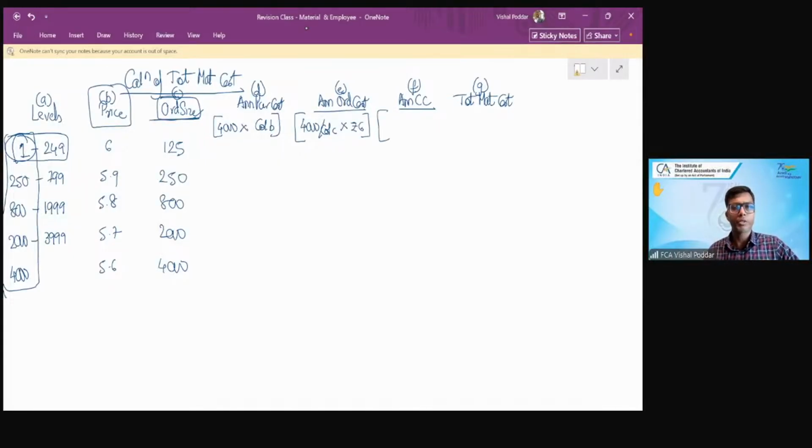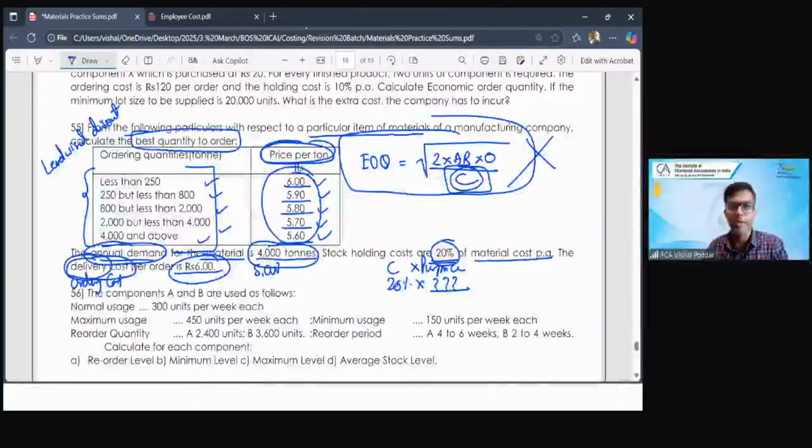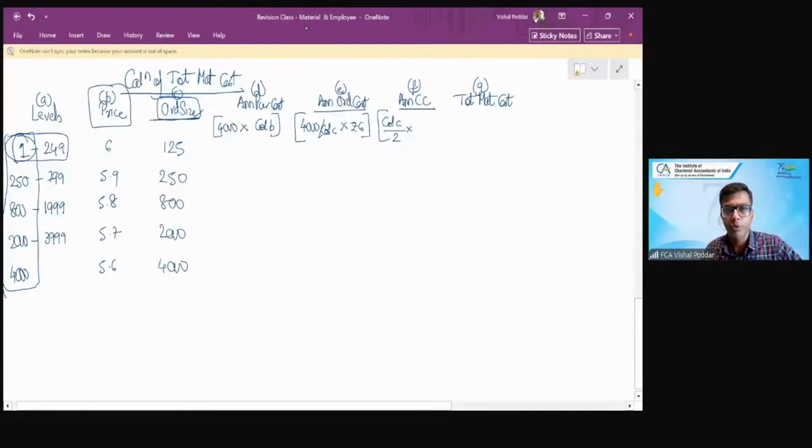Carrying cost is order size, which is column C, upon 2 into carrying cost. How much is my carrying cost? It is 20% of my purchase price. So it is 20% multiplied by, what is my purchase price? Purchase price is column B. So it is column B.